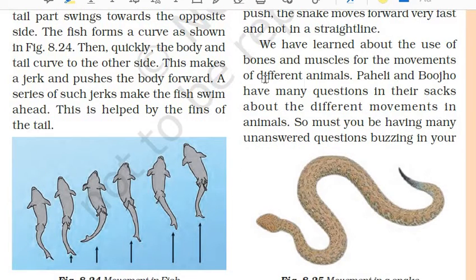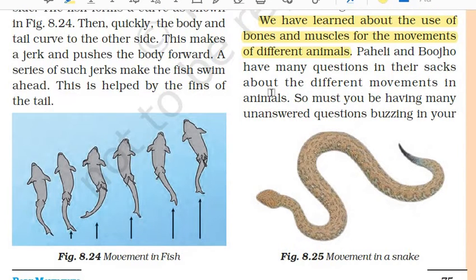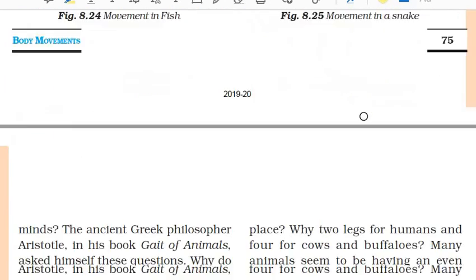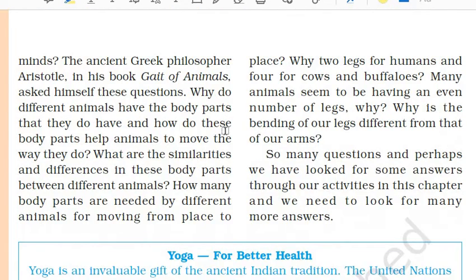We have learned about the use of bones and muscles for the movement of different animals. Haley and Bujo have many questions in their minds about the different movements in animals. So you must be having unanswered questions buzzing in your head. The ancient Greek philosopher Aristotle in his book on animals asked himself this question: why do different animals have the different body parts that they do have, and how do these body parts help animals to move the way they do? What are the similarities and differences in these body parts between different animals?